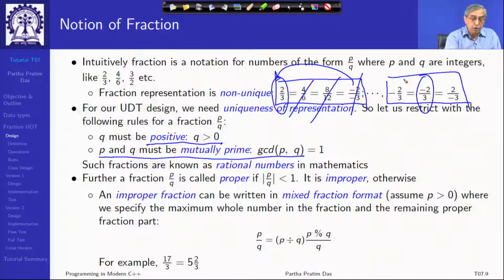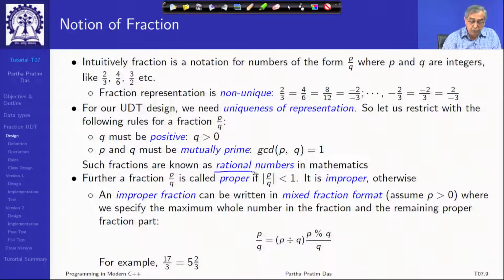Right? So, this is also what we know by rational numbers in mathematics, and that is what we are going to represent here in terms of the fraction. Another point to be noted, that a fraction is called proper if its absolute value is less than 1, otherwise it is called improper. So, there is some whole number part in an improper fraction.